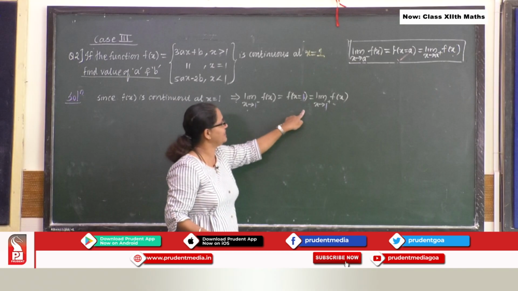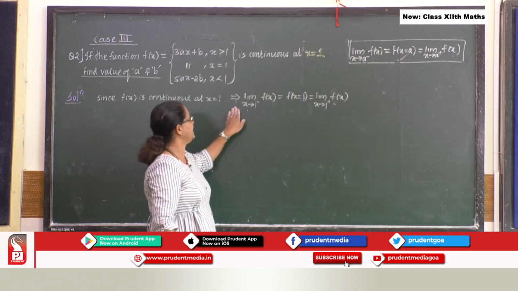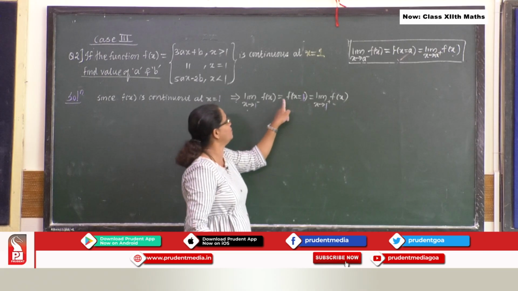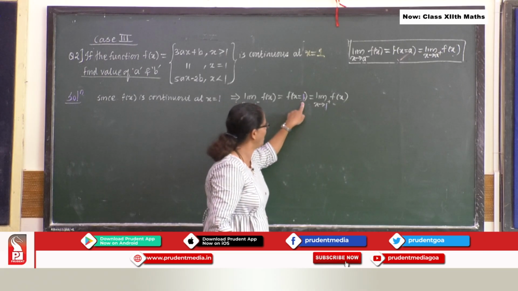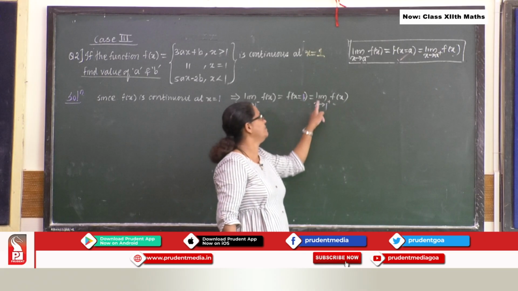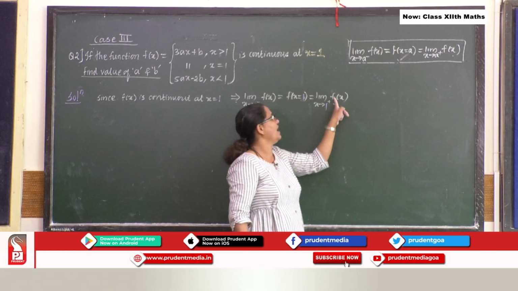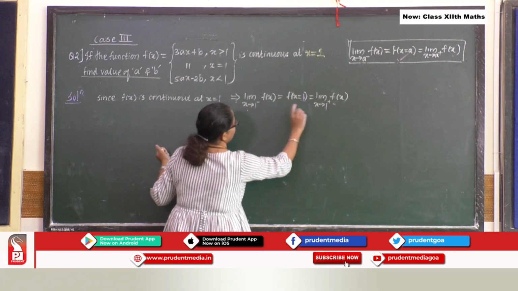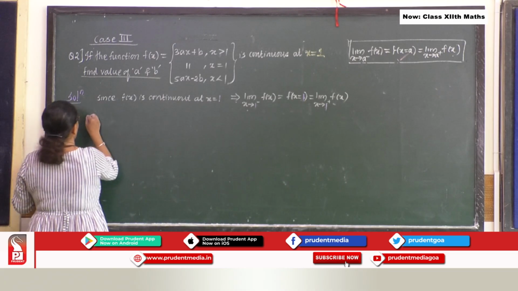So what is the mathematical implication of it? It tells you limit x tends to 1 f of x is equal to f of 1, which is equal to limit x tends to 1 f of x. So now let me start here. Let me start with the first part of it.